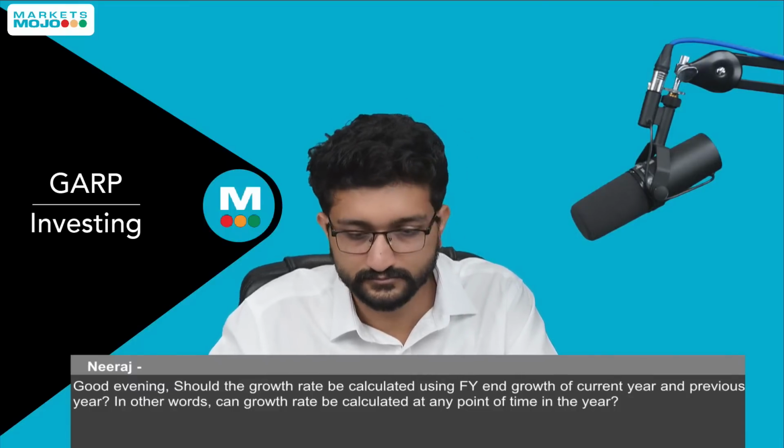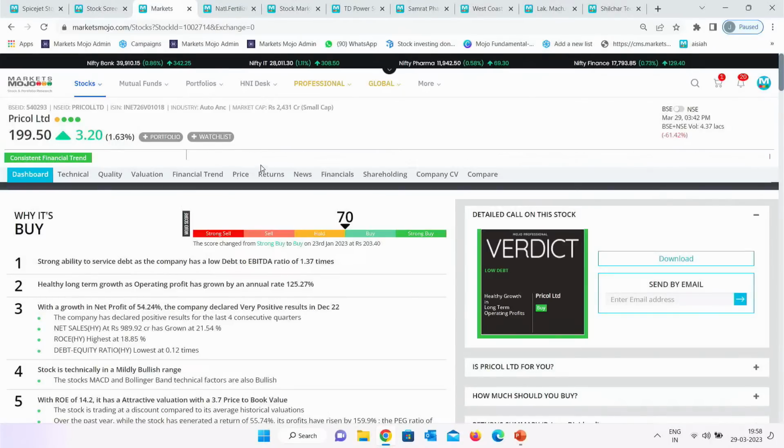The next question is from Mr. Mohammed. Hi sir, is Precall a GARP stock? Okay, I'm just sharing the screen. It's a 70 buy rated small cap auto ancillary stock. Now it's changed from strong buy to buy. So it came down off the indicator. So that's something which is slightly negative.